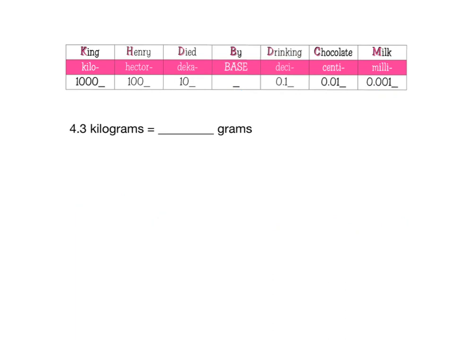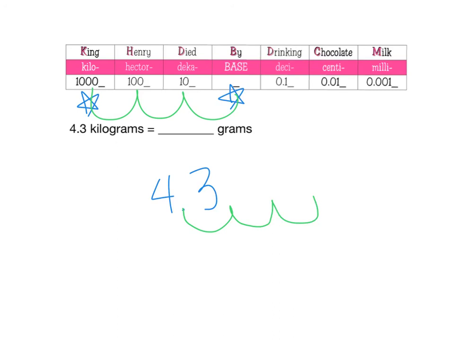One more problem. This time we're starting at kilograms and we're going to end at the base grams. So count the spaces. I'm going to move 1, 2, 3 spaces, but this time I am moving in the opposite direction. And that's not a problem. I still move 1, 2, 3. Oh, fill those holes with zeros. The decimal point is going to be right there. So now I have the answer, 4,300 grams.